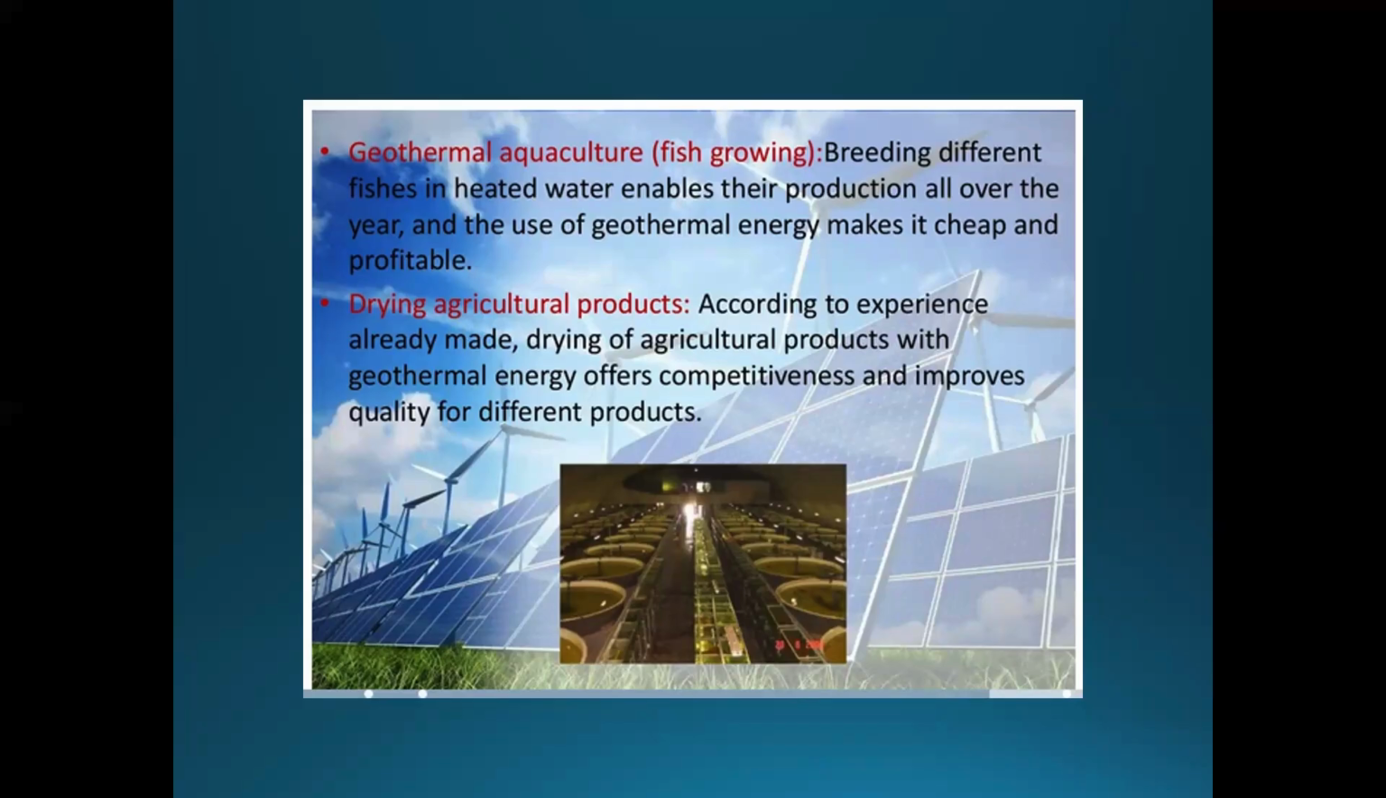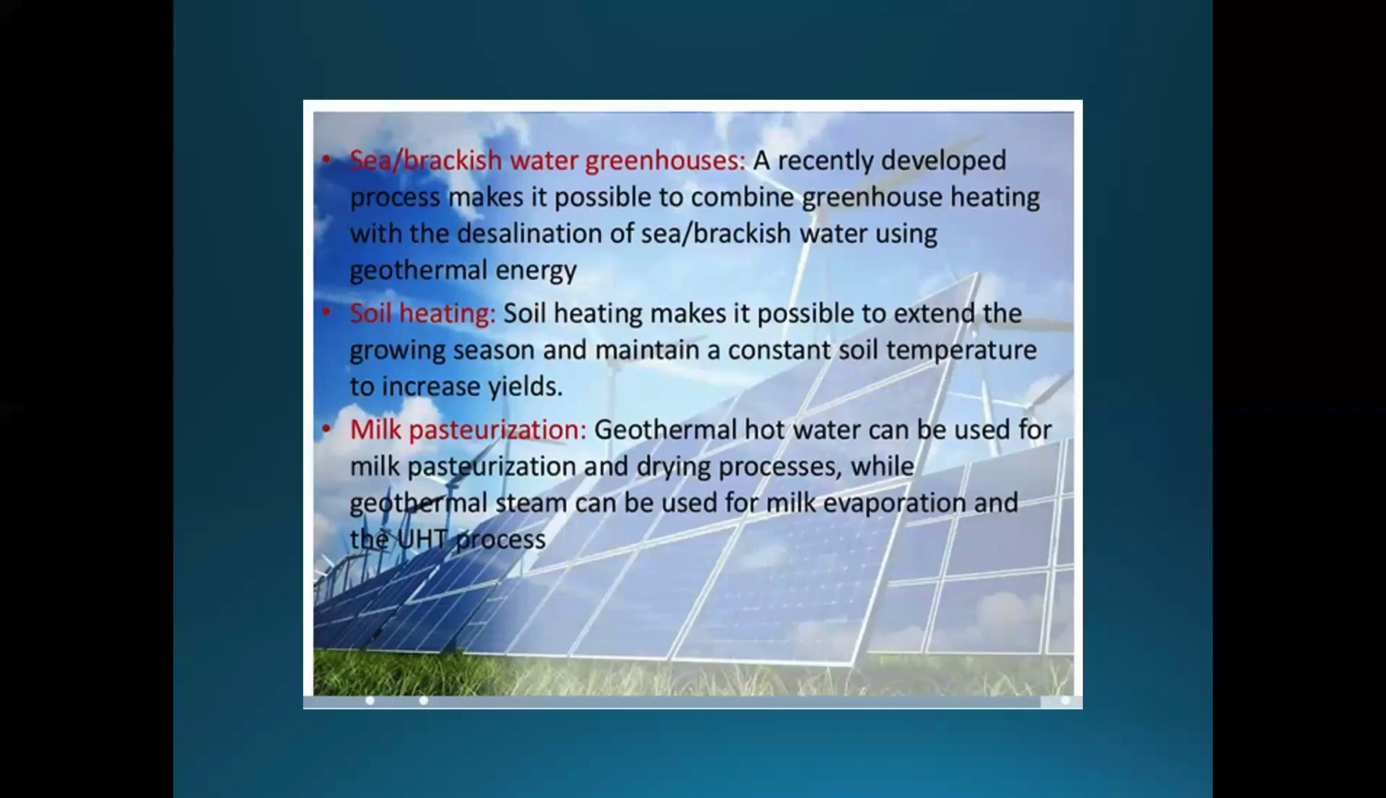And drying of agricultural products. Again, the concept of drying has come. So that means wherever the heat is there, that heat can either directly or indirectly be used here. So this heat is further used to generate hot air. That hot air is used for drying of agricultural products. And sea or brackish water greenhouses. So you can go with the greenhouse heating of agricultural products. At the same time, you can go with the salt production or desalinization of sea or brackish water using geothermal energy.